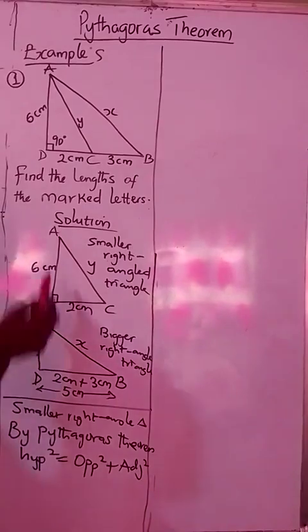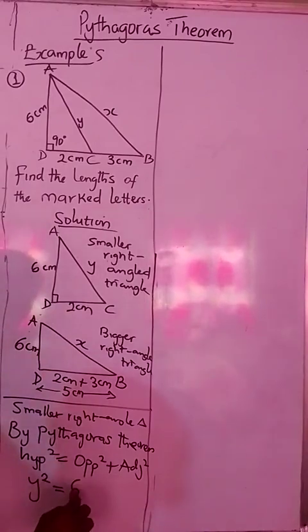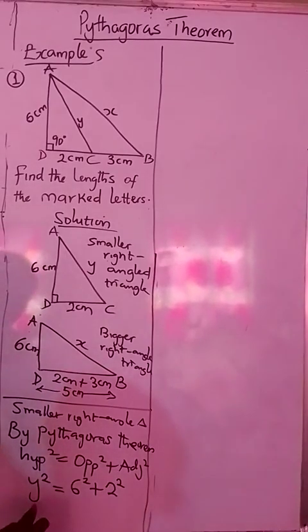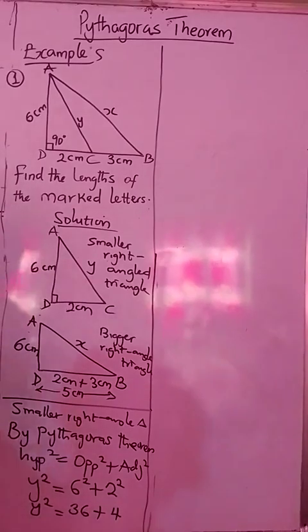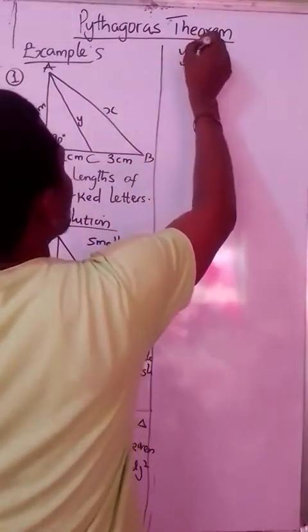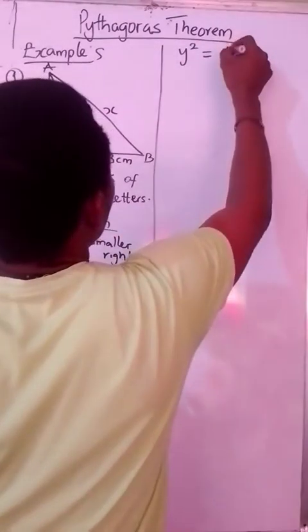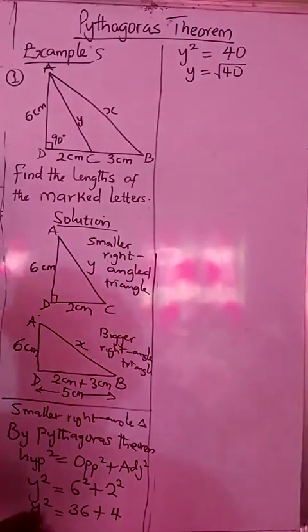Alright, so from the smaller one, our hypotenuse is y, so y squared equals our opposite, 6 squared, plus our adjacent, 2 squared. So 6 squared is 6 times 6, that is 36, plus 2 raised to the power 2 is 4. So therefore y squared equals 36 plus 4, that's what? 40. So therefore our y equals root 40. Alright? That's our y.